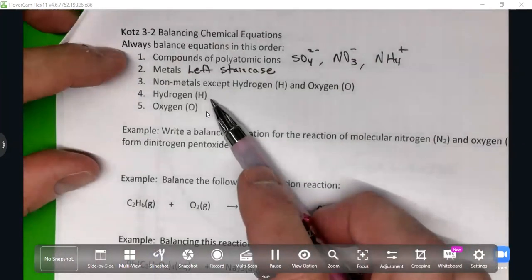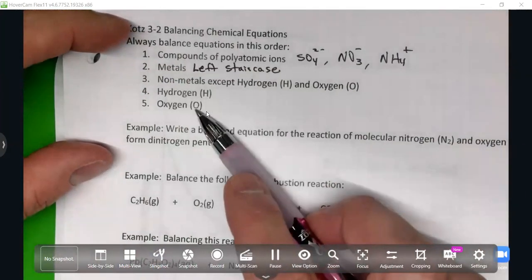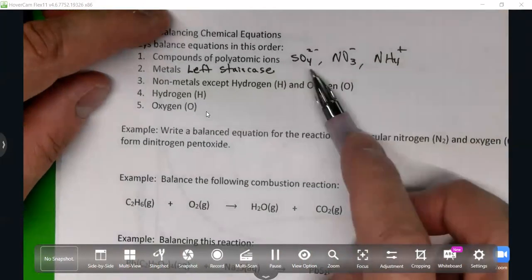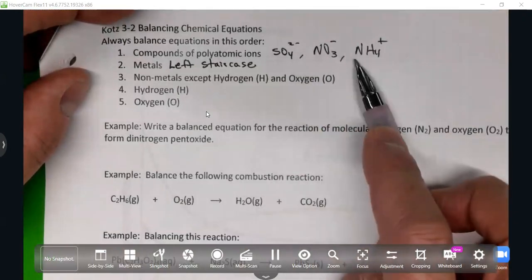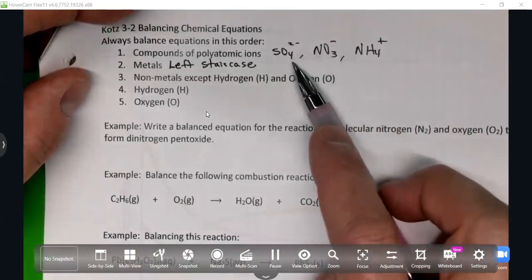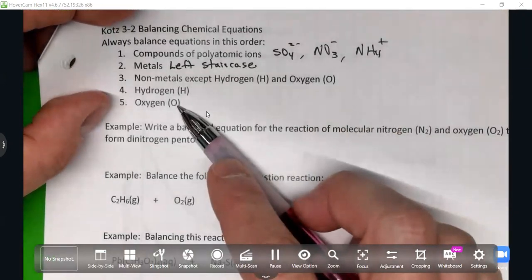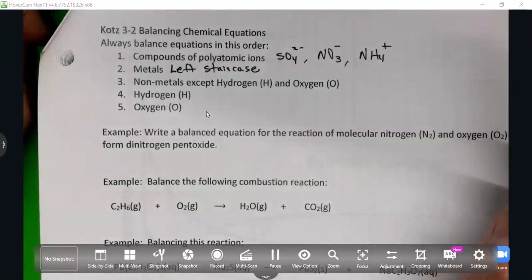Then you want to do non-metals except hydrogen and oxygen, then hydrogen, then oxygen. Just leave oxygen till the end, because all these polyatomic ions, not all of them, most of them have oxide in there. It is going to be the highest, most complicated number. So if you leave oxygen to the end, a lot of times you're done by the time you get there. Okay.